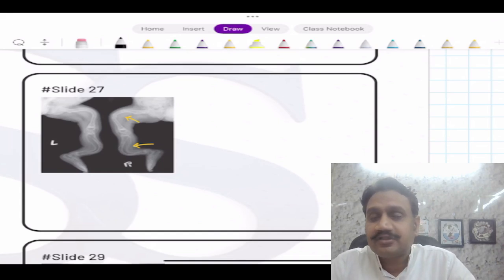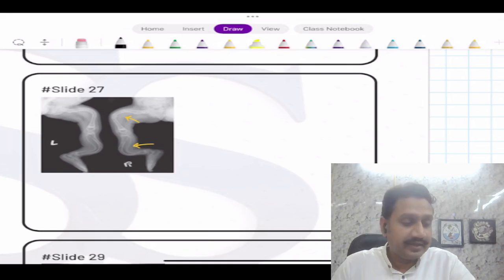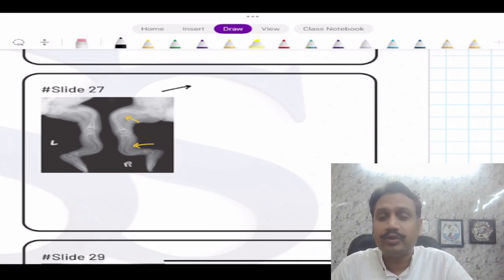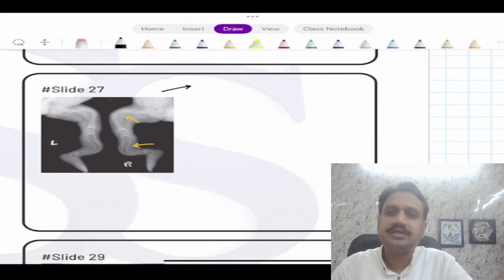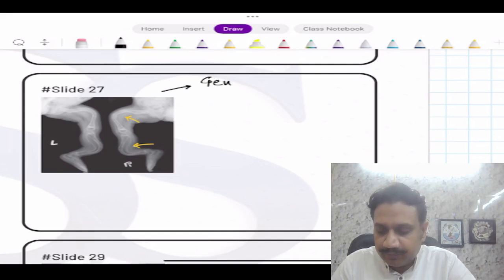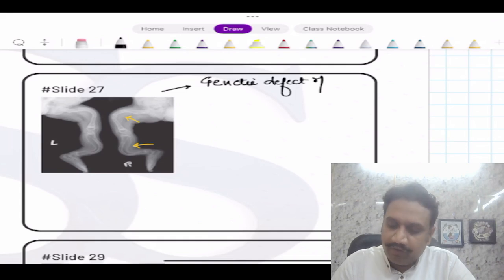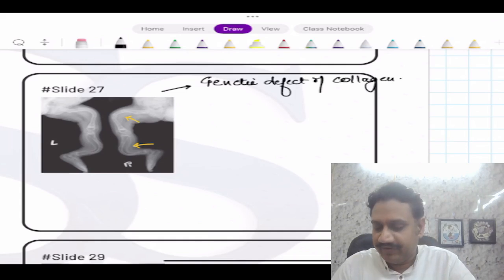What is that condition in which the protein is defective? Can somebody name this condition? Yeah, absolutely, you're right. Can you name this condition when the protein is so defective it cannot give any support or strength to the bone, and the bone is so soft it bends, it breaks, it heals, again it breaks? This is a genetic defect of collagen. What do we call this condition? Yes, it's OI. Perfect.